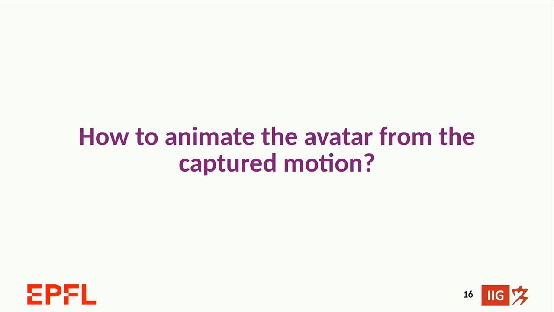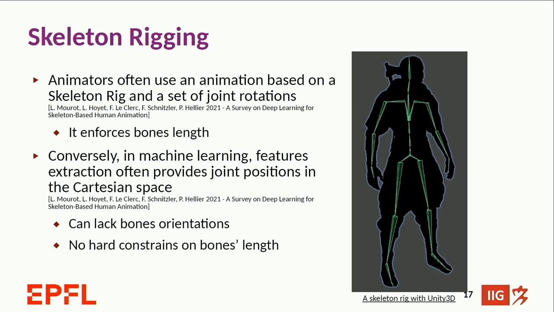So now, let's say we have all the information from the tracking solution without any occlusion, etc. How do we animate an avatar? There are several ways of animating an avatar. We can either deform an existing mesh, or we can use a skeleton rig. Using a skeleton rig allows us to represent the whole avatar position with a set of rotations for each joint, and this also allows us to enforce some constraints, such as the bone length, for instance.